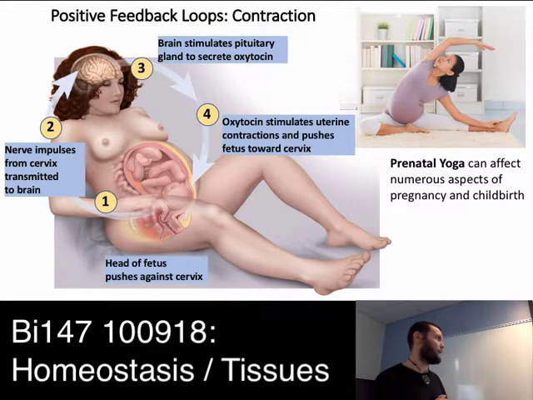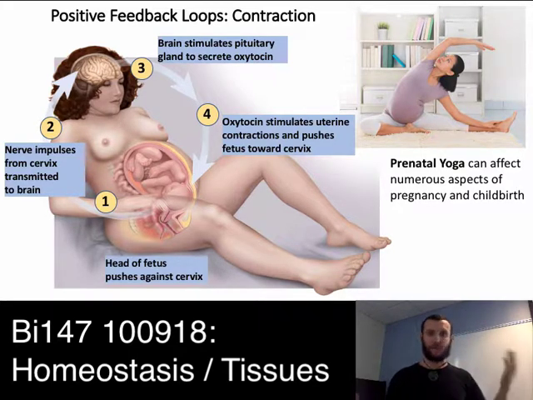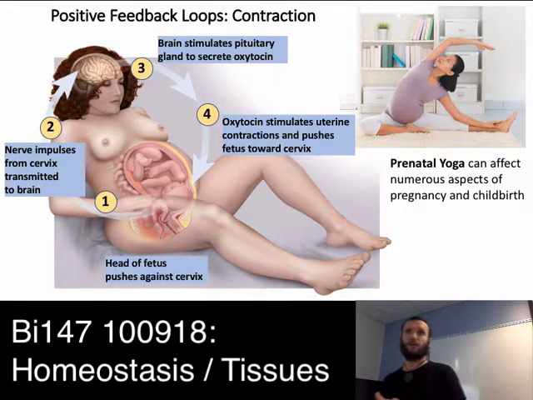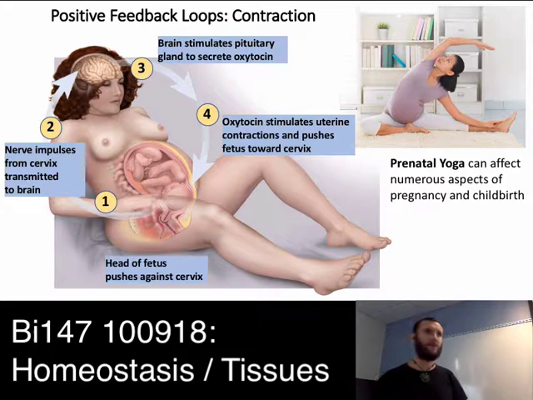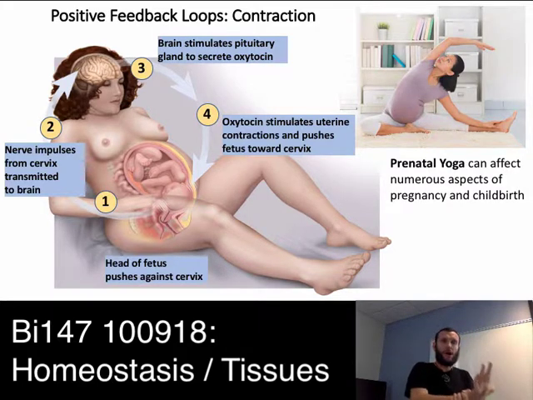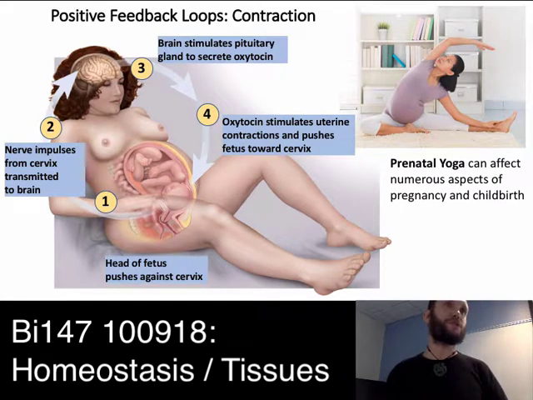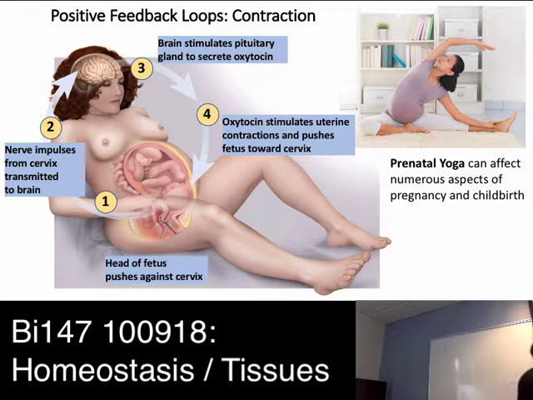In an example here, step one, the baby is ready to come out and greet the world such as it is, and its head starts to push on the cervix at the mouth of the birth canal. And there are sensory receptors in the cervix that say, "Whoa, hello, something's happening down there. That's not just yesterday's lunch. Something's happening." Nerve impulses tell the brain that the baby is moving into the birth canal.